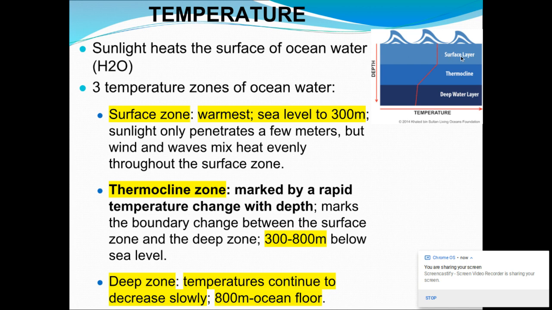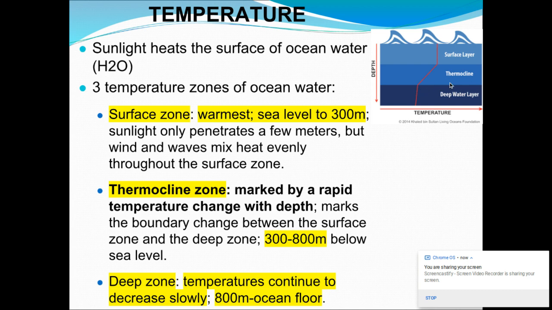So after the surface zone, we have the thermocline. As the depth increases, so as we go lower into the ocean, our temperature decreases. Cline means to go down. Thermo means temperature. So our temperature goes down. This is a rapid change in temperature. This marks the area between the surface zone and the deep zone down here. This thermocline is from 300 to 800 meters.